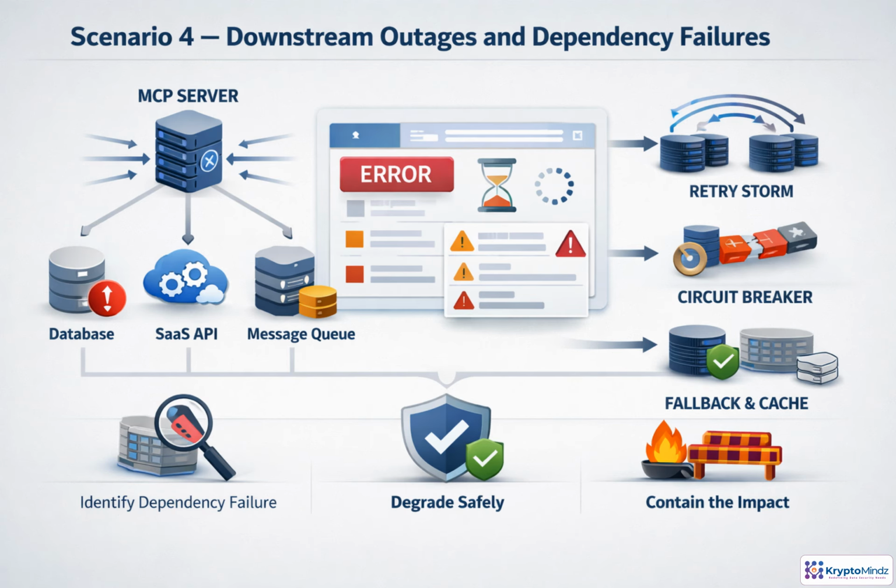In practice, an MCP server is often only as healthy as the systems behind it. When a database, SaaS API queue, or search service slows down, the server may return partial data, time out, or trigger a retry storm. The goal is not to hide the failure, it is to contain it. Use short timeouts, circuit breakers, bulkheads, and fallbacks, such as cached read-only responses, while clearly marking what is retryable, failed, or degraded.